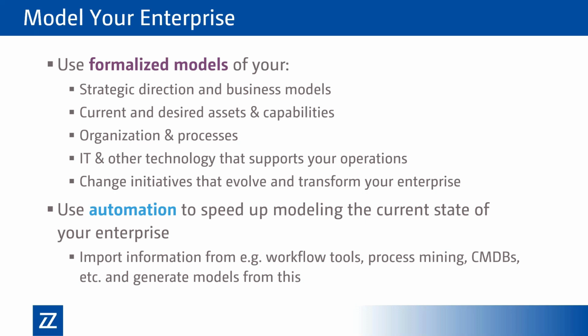You might want to model your current and desired assets and capabilities at a strategic level. What do we have and what are we able to do? More operationally, you might want to model your organization, the business processes you have, etc. So how does it operate? All the supporting technology, information technology, maybe other technology, supporting all these operations, and maybe also the change initiatives. So your projects and programs or agile work streams, etc., that change the enterprise. They should also be part of that digital model so that you can see where you're going.